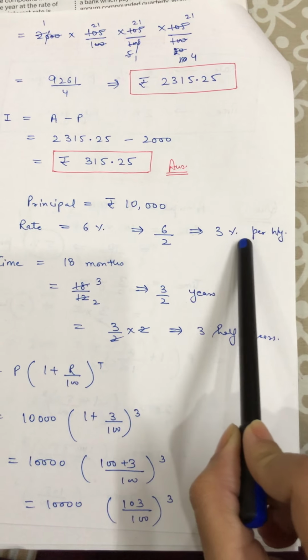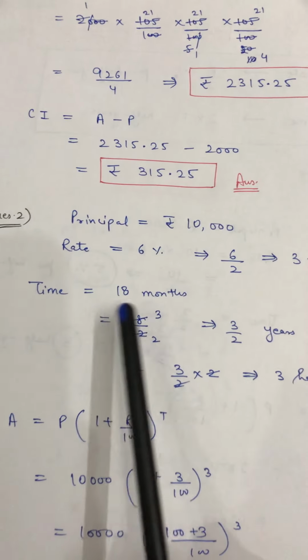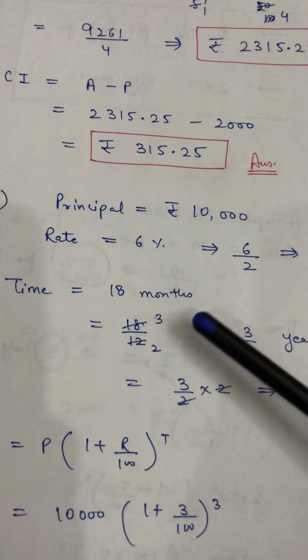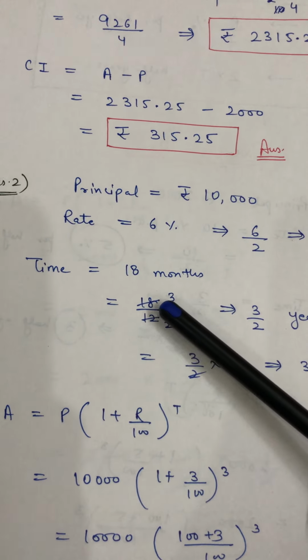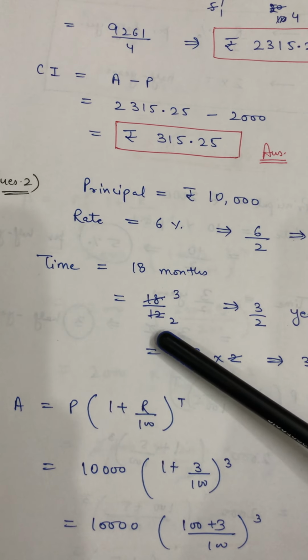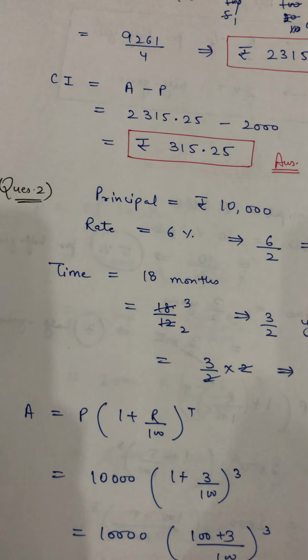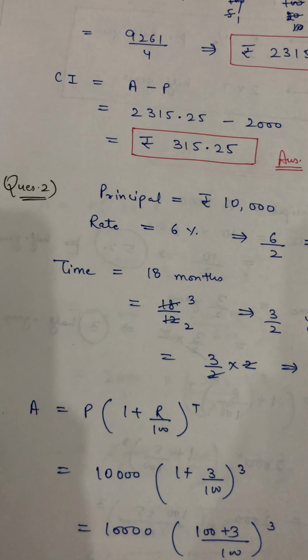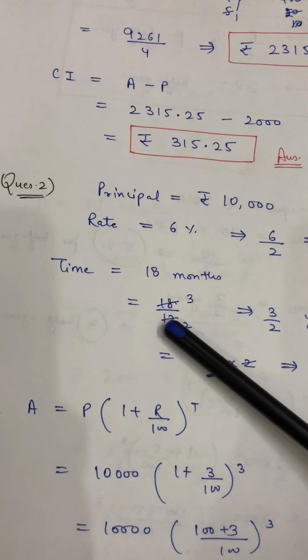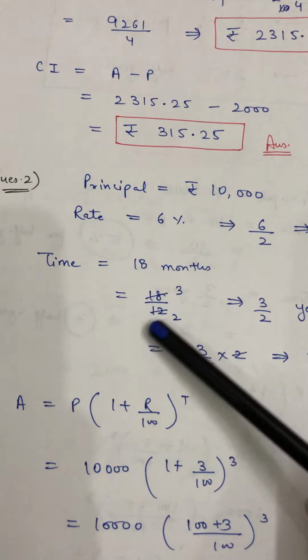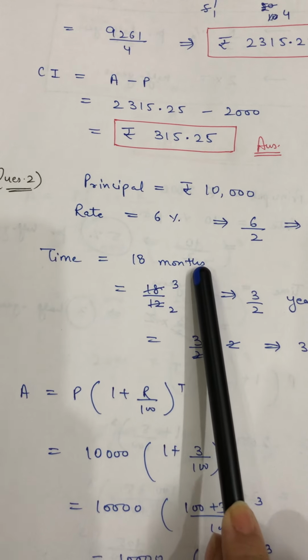That is now 3% per half year. Time is 18 months. Whenever the time is given to you in months, you have to divide that by 12. Why? Because a complete year has 12 months. So always divide by 12 whenever time is given in months.